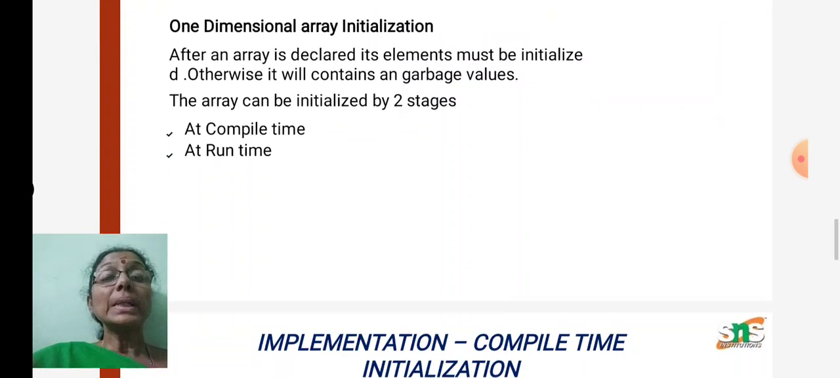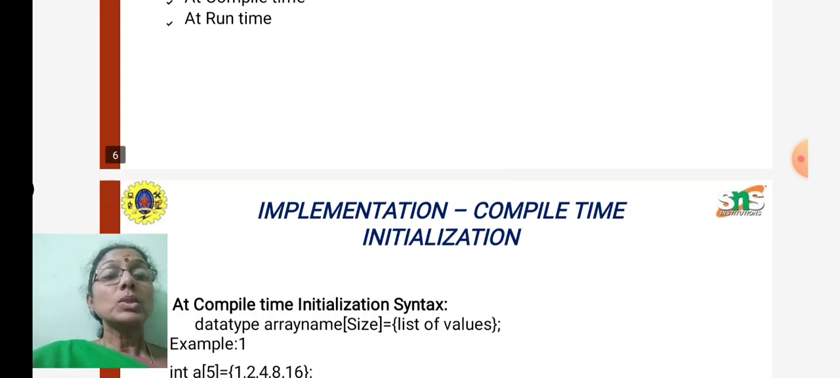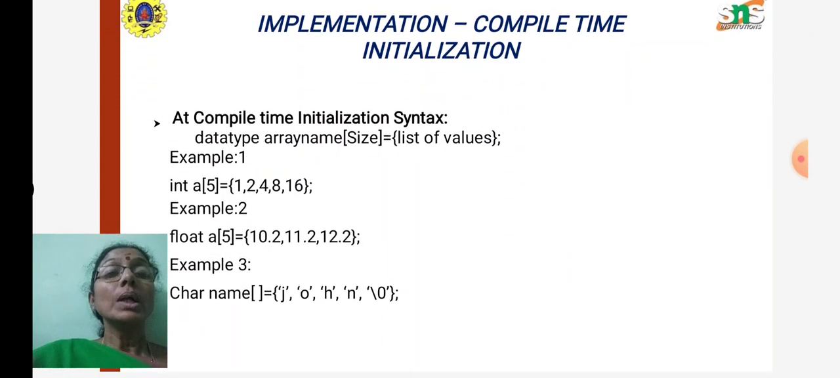The compile time initialization means initializing or assigning the value at the compile time itself. Runtime means we can get the value from the user. So this is the implementation code of how you can initialize an array at compile time.